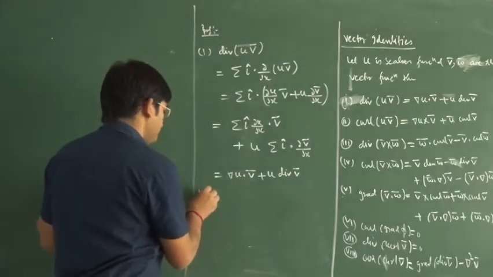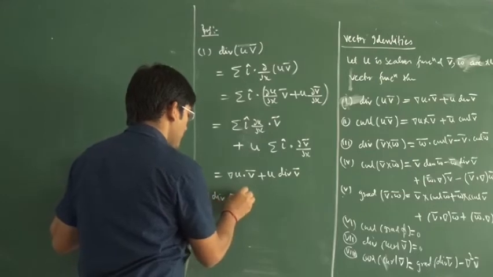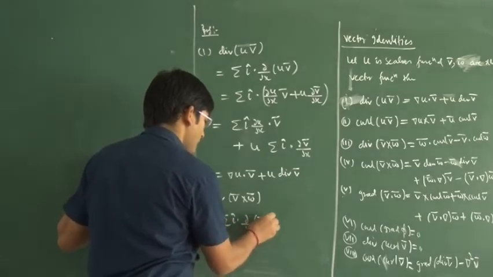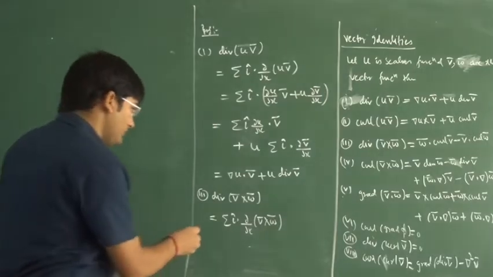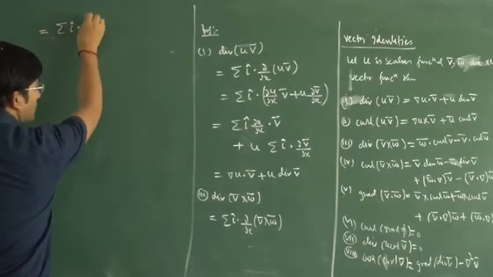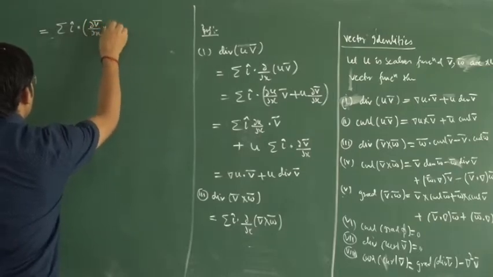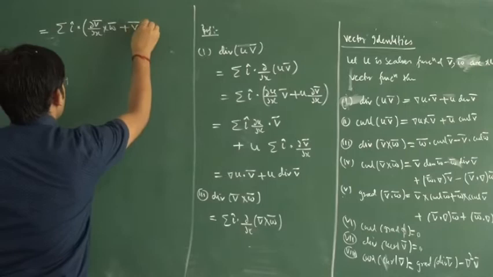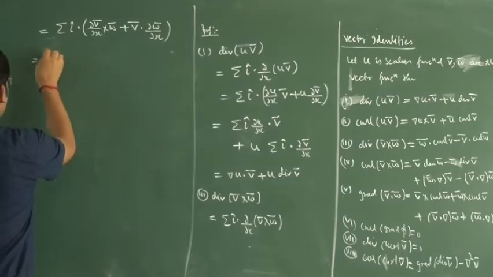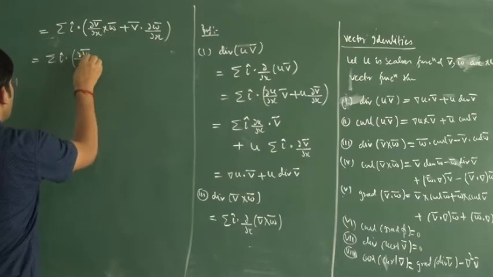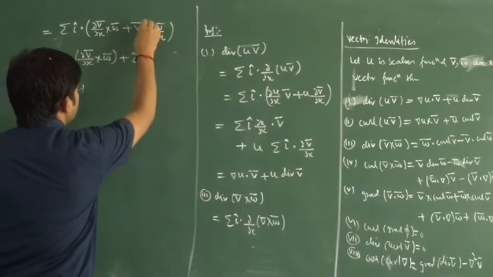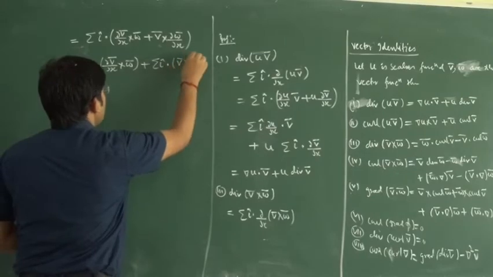Then we have the third part, which is divergence of v cross w. Again use the definition. The definition is summation i dot del by del x of v cross w. Now with the help of the definition of the derivative, this is equal to summation i dot del v upon del x cross w plus v cross del w upon del x. Now this can be written as summation i dot del v upon del x cross w, and the second part will be summation i dot v cross del w upon del x.